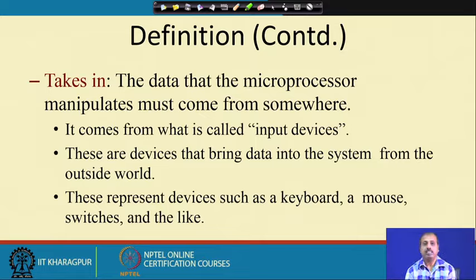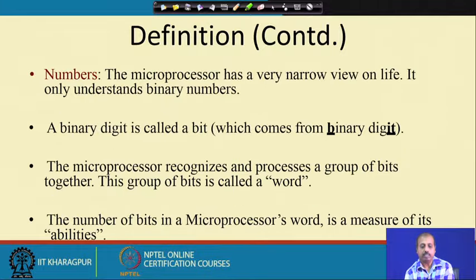These input devices are the devices that bring data into the system from the outside world, and these represent devices such as keyboard, mouse, switches, like that. So, that is the text in. And what do you mean by numbers?